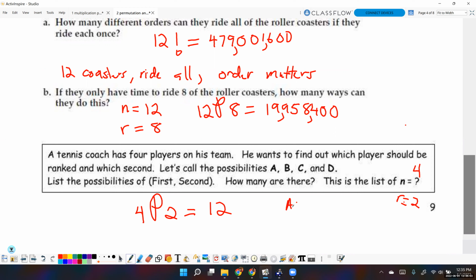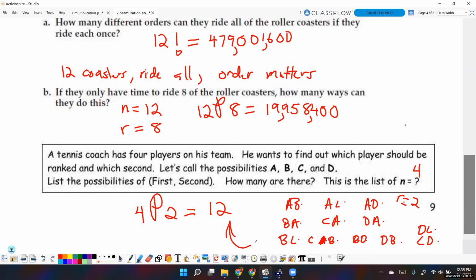And again, you could list AB, BA, AC, CA, AD, DA, BC, CB, BD, DB, and then CD, DC, which is 1, 2, 3, 4, 5, 6, 7, 8, 9, 10, 11, 12. Twelve. Yay.